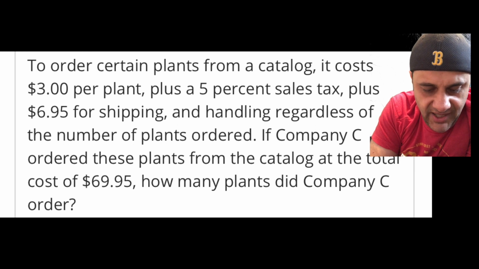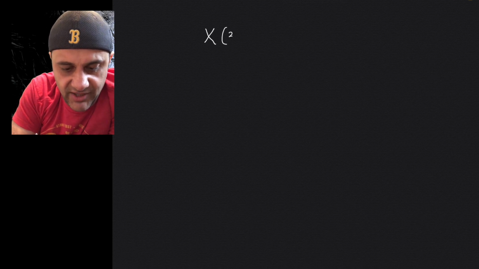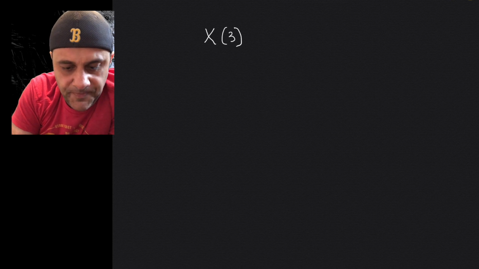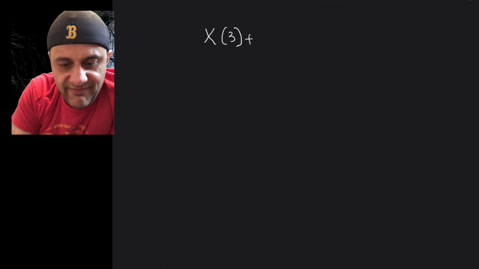And it looks like the company is buying a bunch of plants. We don't know how many they're buying, so we'll call that X. And for every one they buy, they have to spend $3. So we multiply how many they buy by $3 to figure out how much they're spending. And then it also looks like they have to pay a 5% tax.